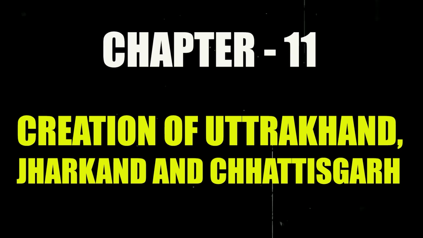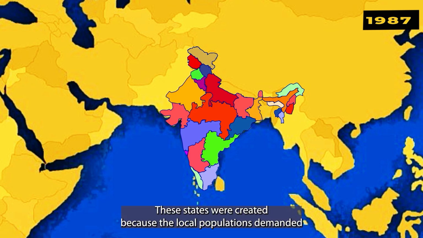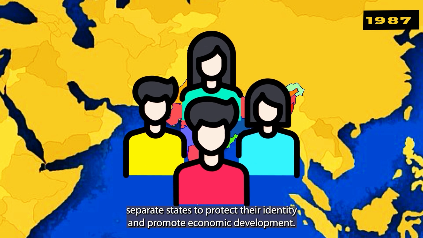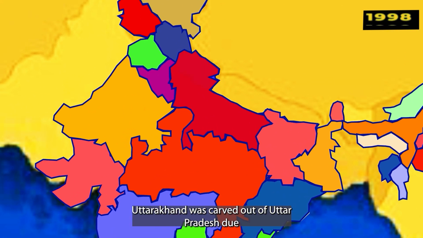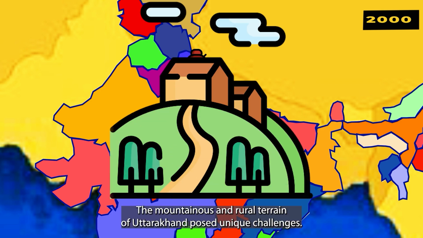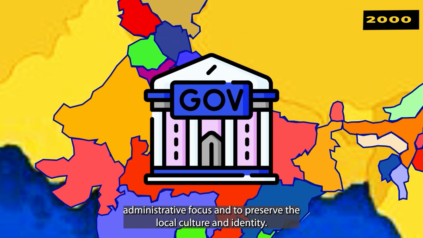Creation of Uttarakhand, Jharkhand, and Chhattisgarh. These states were created because the local populations demanded separate states to protect their identity and promote economic development. Uttarakhand was carved out of Uttar Pradesh due to neglect, lack of attention, and underdevelopment. The mountainous and rural terrain of Uttarakhand posed unique challenges. The Indian government established the new state to ensure better administrative focus and to preserve the local culture and identity.